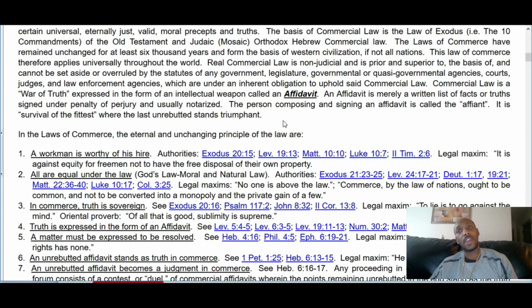Affidavit, affidavit, affidavit. When in doubt, affidavit, because it's a sworn written list of facts and truths signed under penalty of perjury, and is usually notarized. The person composing and signing the affidavit is called the affiant. It is survival of the fittest, where the last unrebutted stands triumphant.